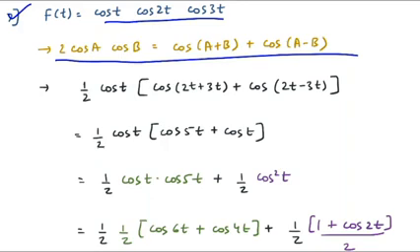2 into cos a into cos b is equal to cos of a plus b plus cos of a minus b. Now you have to just either choose this part as cos a cos b or choose that part as cos a cos b. You can do it anyway. I will choose this part as my cos a and cos b. So the value of a here is 2t and the value of b here is 3t. Now you have to make one more note.